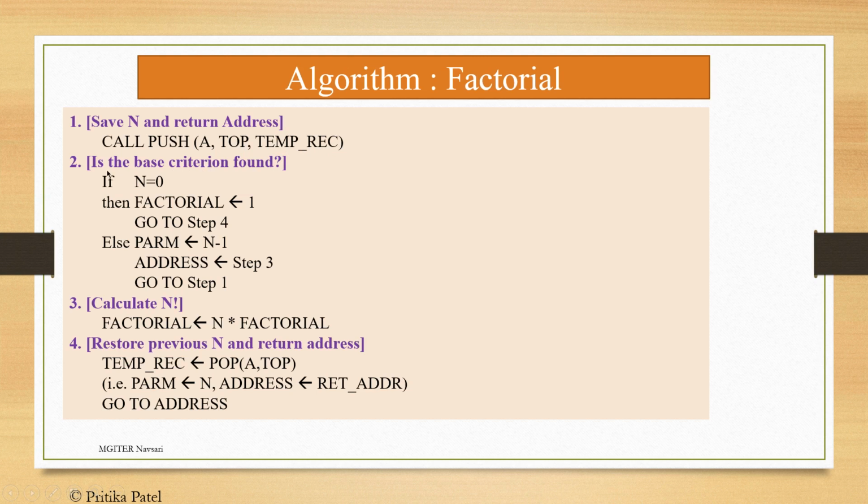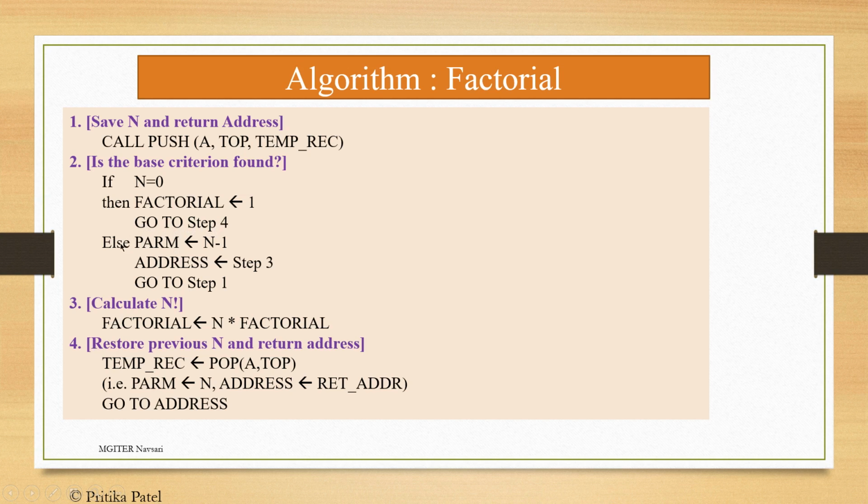Second step is the base criterion found. In this step we have to decide the criteria for the base. If n is equal to 0, then factorial is equal to 1 and go to step 4. So directly we jump to step number 4.